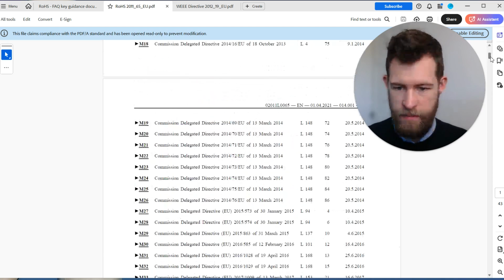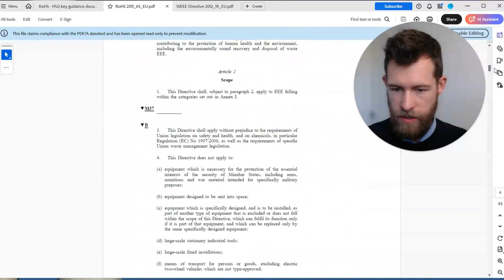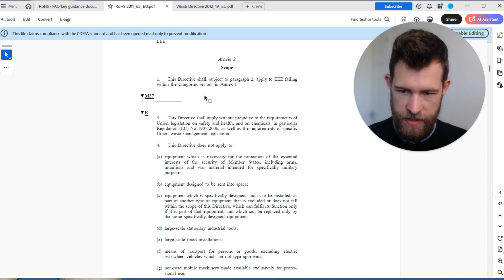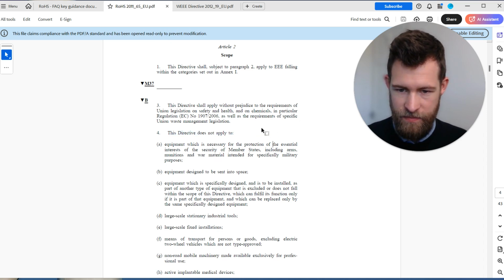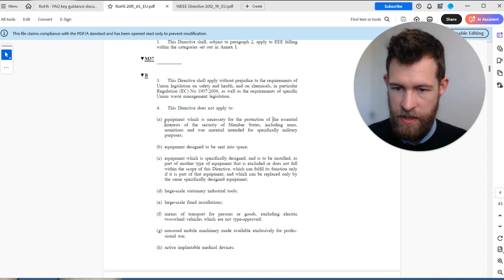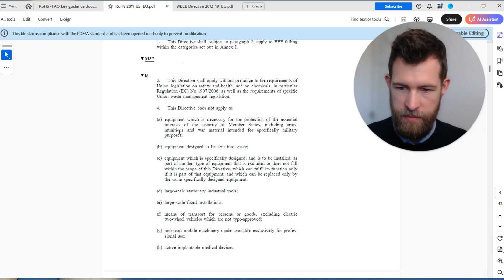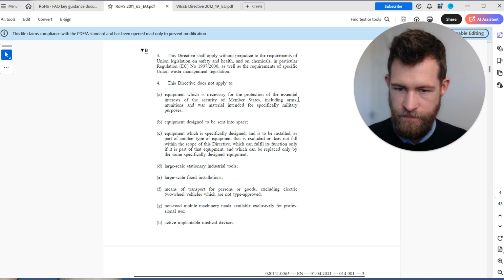So if we skip back up to the scope, we've established that this isn't actually very helpful. Almost any electrical equipment falls into this. So let's have a look at the exclusions, what this directive does not apply to. This might be a bit more helpful. Equipment which is necessary for the protection of essential interests of security. Okay, so arms, munitions, war material. Okay, that makes sense. But what's more applicable to machinery?